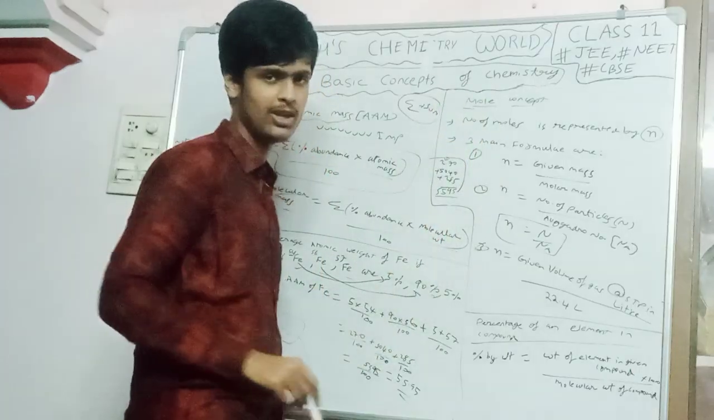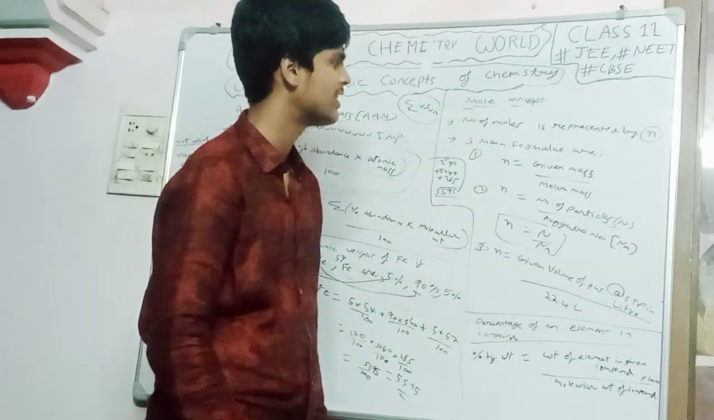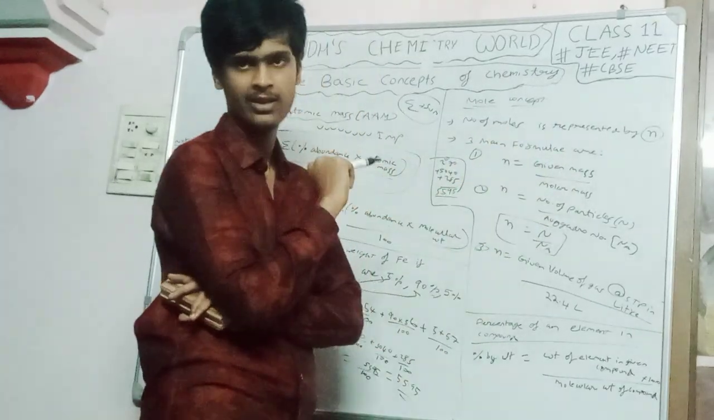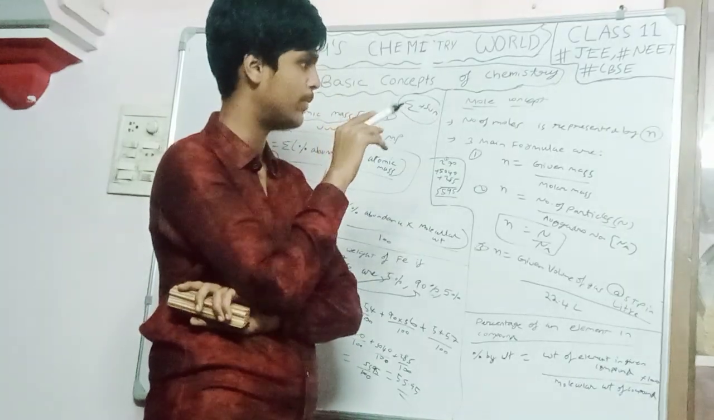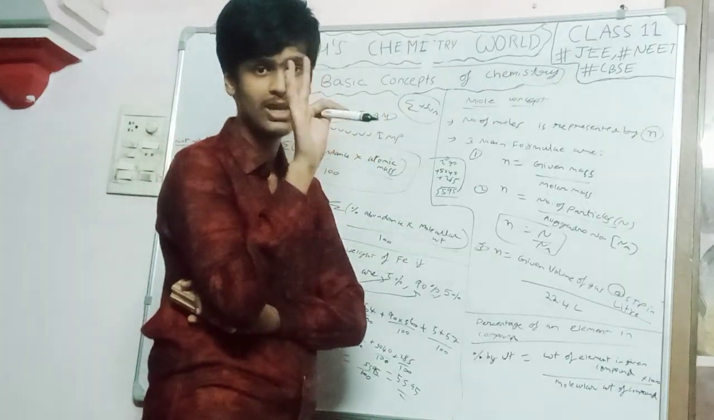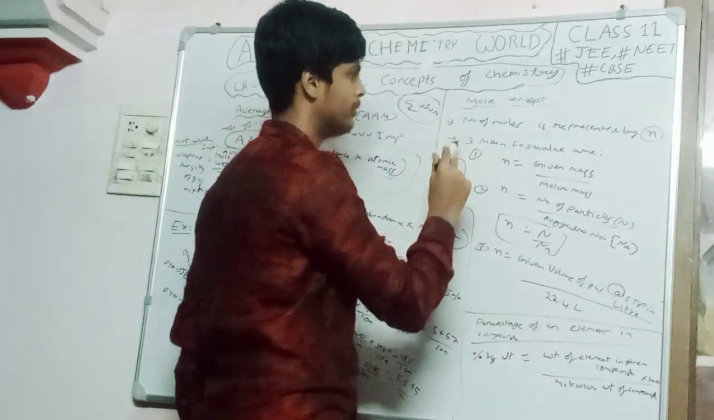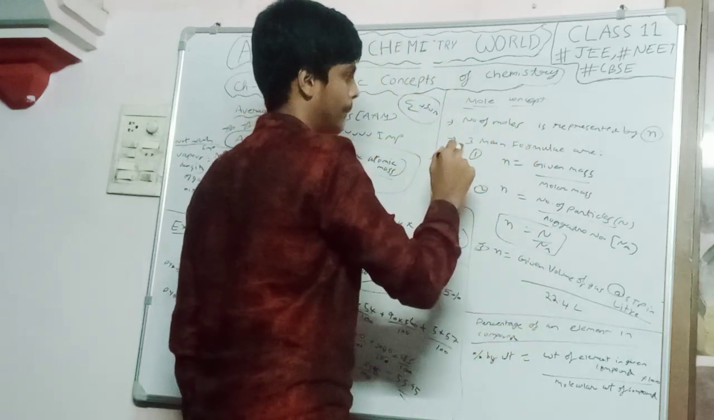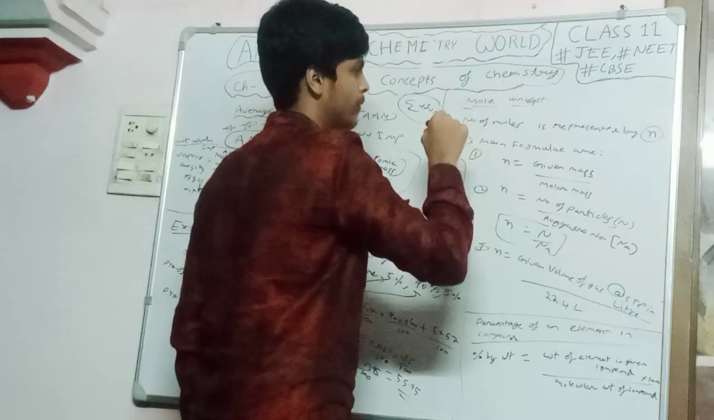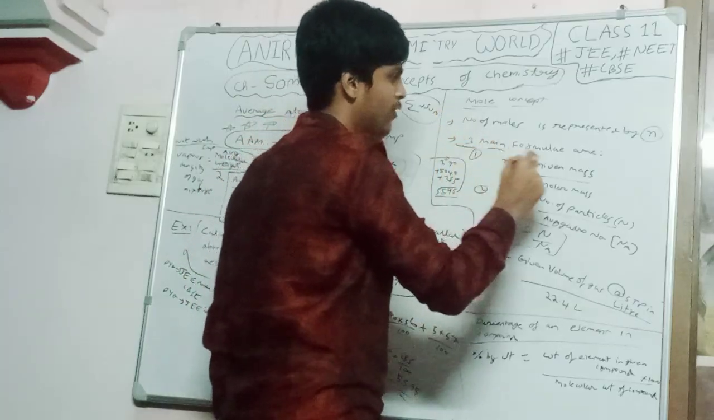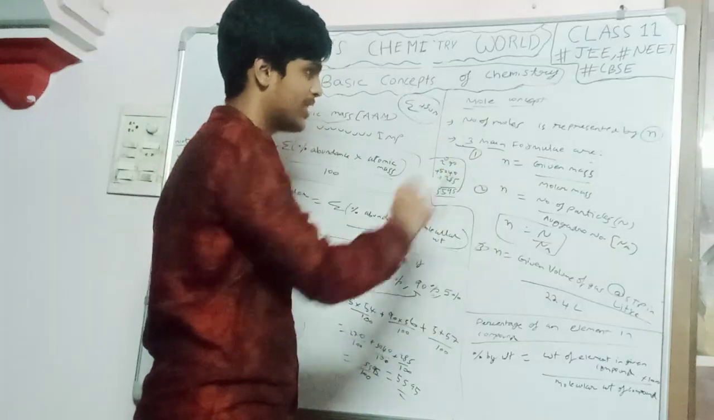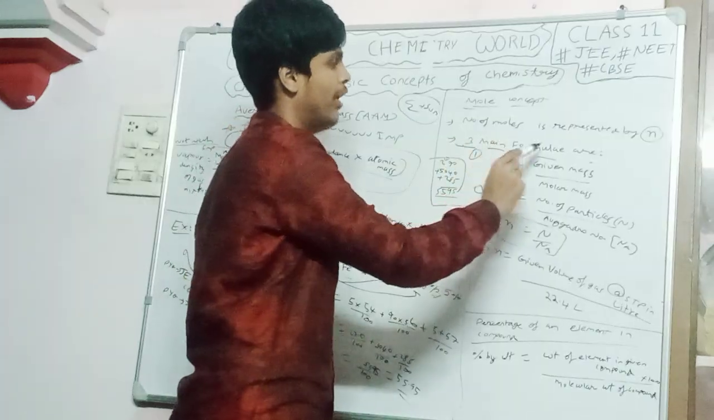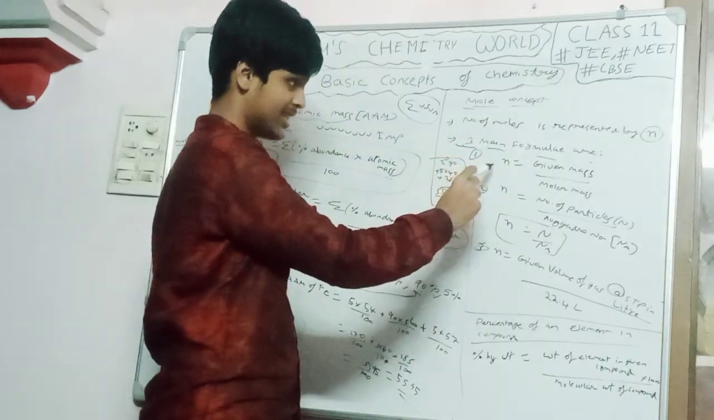So, mole concept. This is very important. See, number of moles is always represented by the letter small n. In this mole concept, based on the number of moles, we have 3 main formulae.